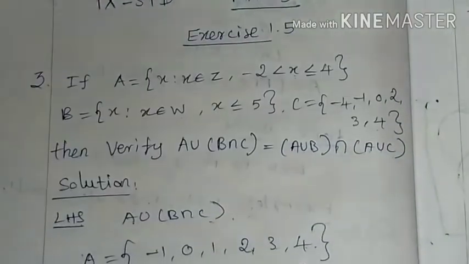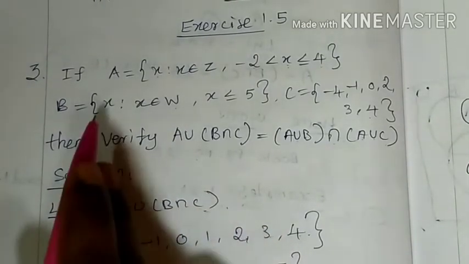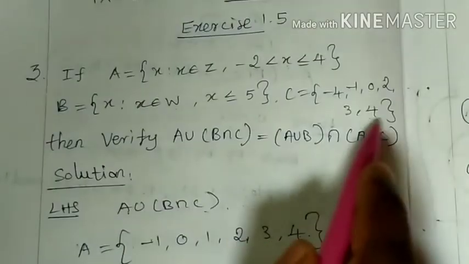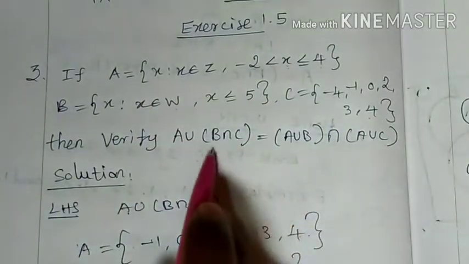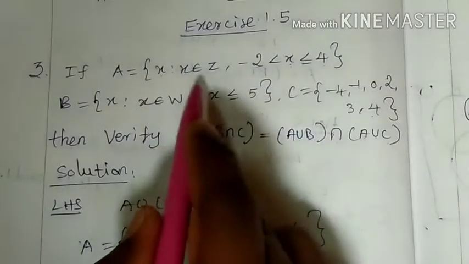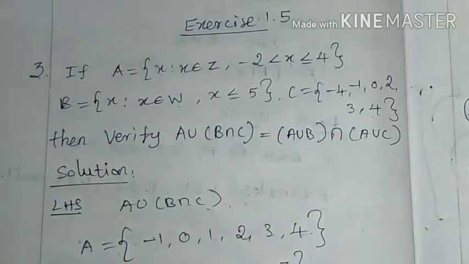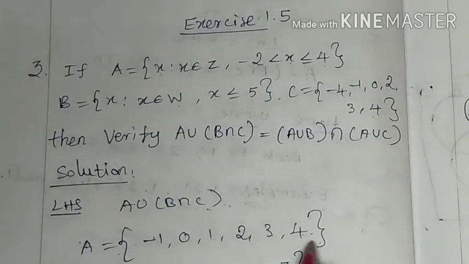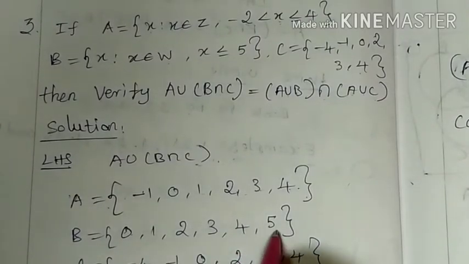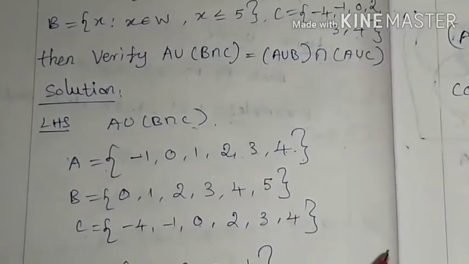Solution. The LHS is A union (B intersection C). First find the sets A and B in roster form; C is already in roster form. When we get the roster form, we can directly solve using the properties. A is the set of all x between minus 2 and 4, so minus 1, 0, 1, 2, 3, 4. Then B is the whole numbers 0, 1, 2, 3, 4, 5, because less than or equal to 5 is taken. Then C is already given in roster form.